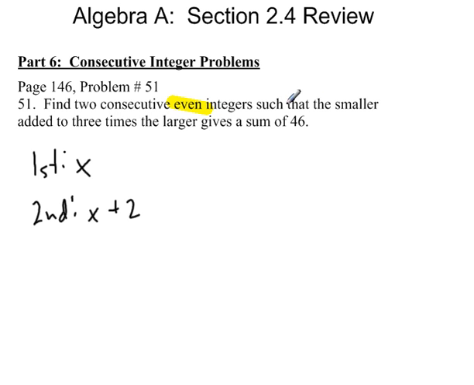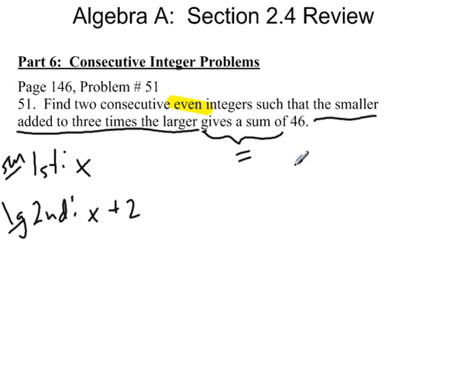So find 2 so that the smaller added to 3 times the larger gives a sum of 46. I need to figure out and understand which one is smaller and larger. Obviously, the second one will be bigger because you're adding 2 to whatever this x is. So this is my small one. This is my large one. Kind of helps to write that in when you set up your key or legend on the problem. So the smaller added to 3 times the larger gives a sum of 46. So in other words, equals 46.